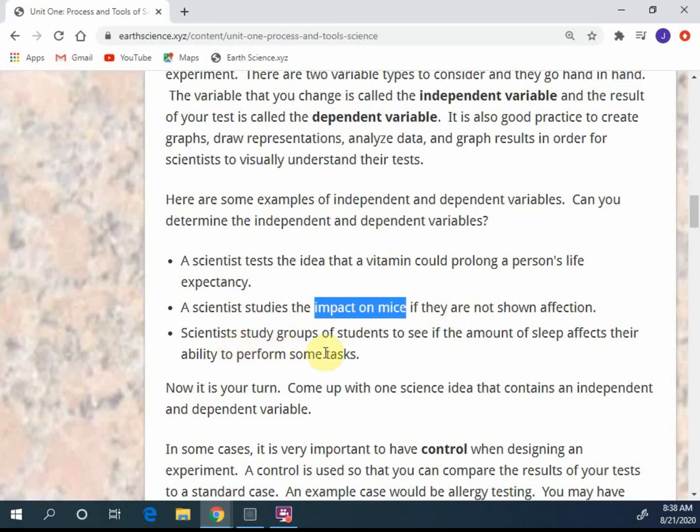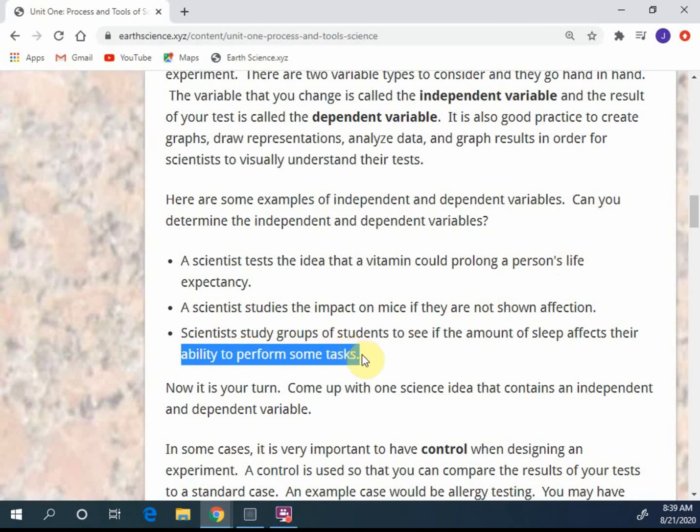Okay, third one. A study shows groups of students to see if the amount of sleep affects their ability to perform some tasks. So, what's the change again, ladies and gentlemen? The change is the amount of sleep. So that's the piece that is being changed. Let's say they only gave 6 hours of sleep and then they tested again at 8 hours of sleep. That's the change. The effect or the result would be the ability to perform some task. Make sense?